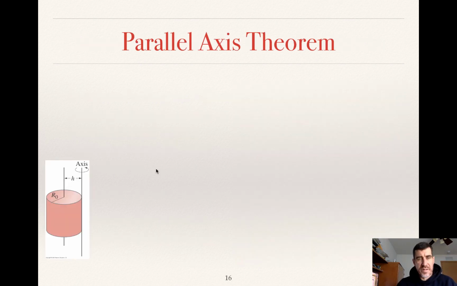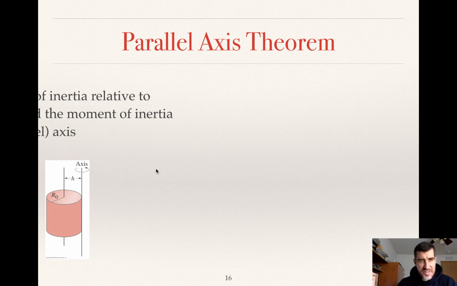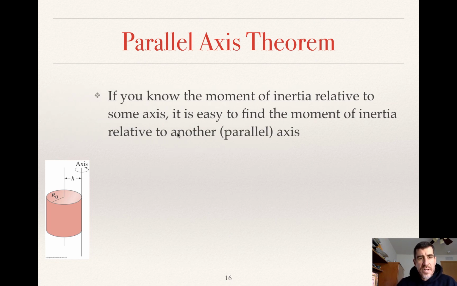One other useful bit of information is something called the parallel axis theorem. If you look at the table on the previous slide, the moments of inertia for those are always calculated relative to an axis going through the center of mass. It turns out the parallel axis theorem says that if you know the moment of inertia through the center of mass, then to get the moment of inertia through some other axis parallel to that, you just take the total mass of the object, capital M, times h squared, where h is the distance from the axis through the center of mass to the new axis.